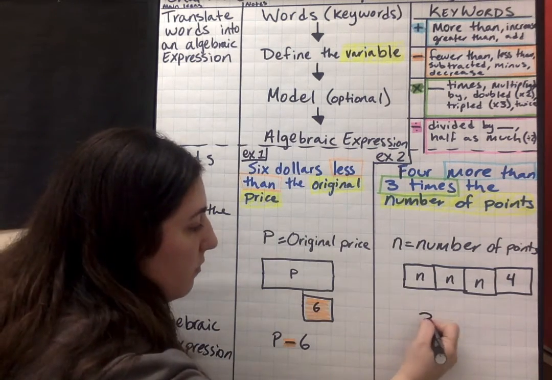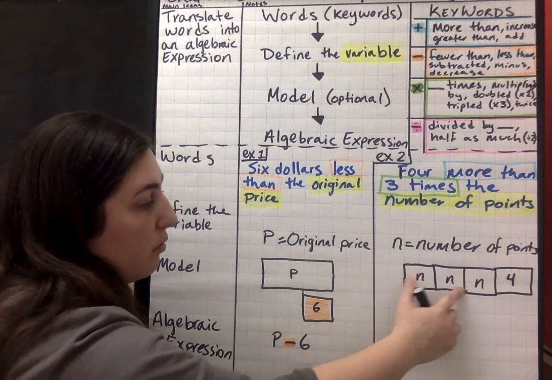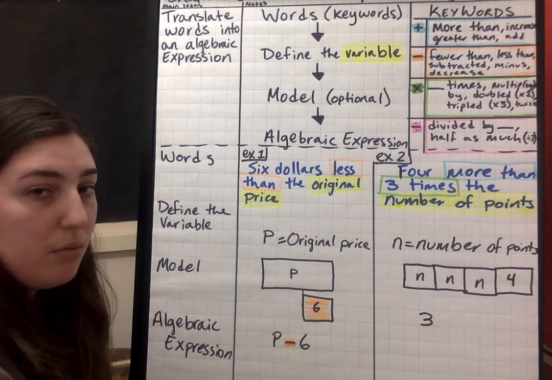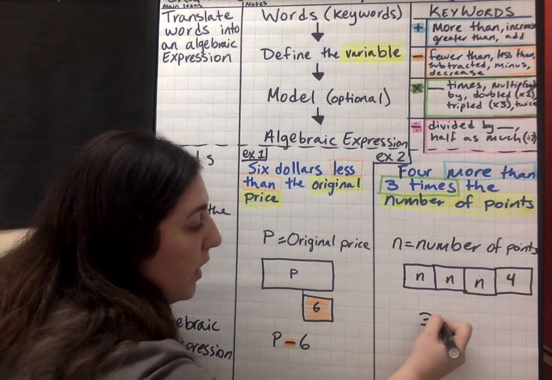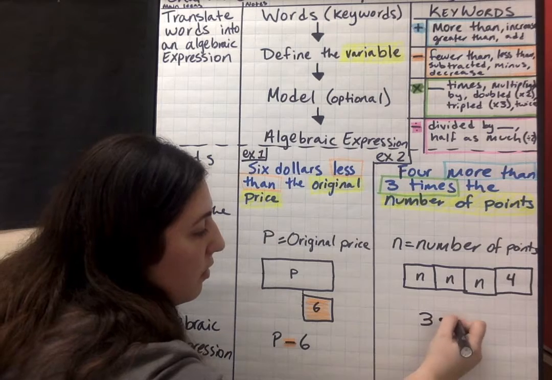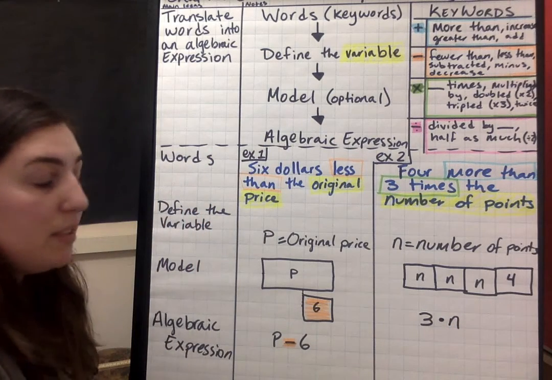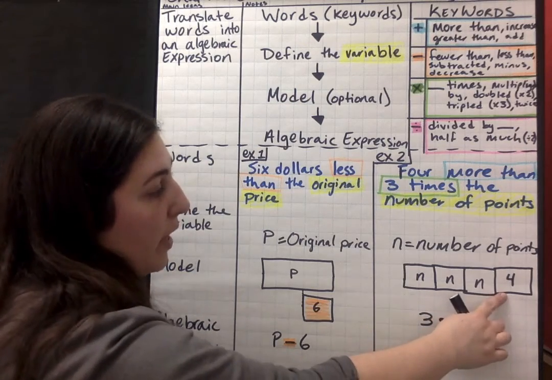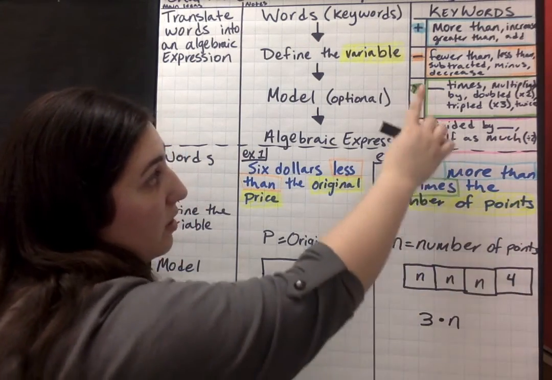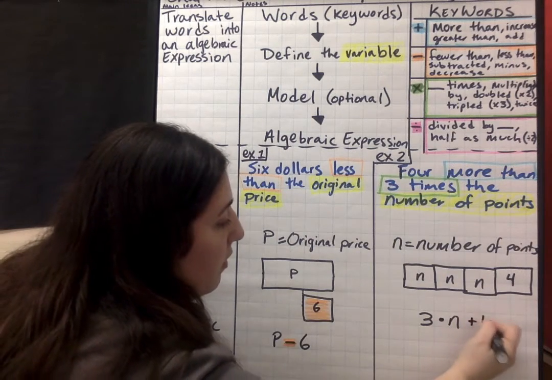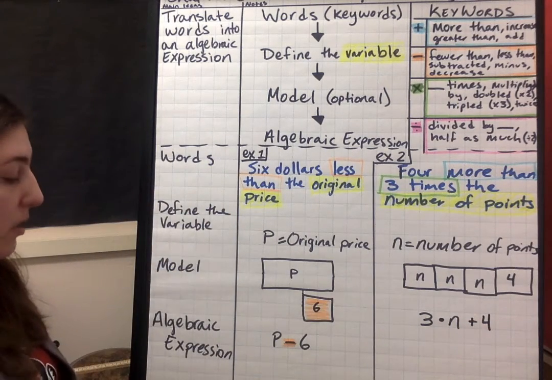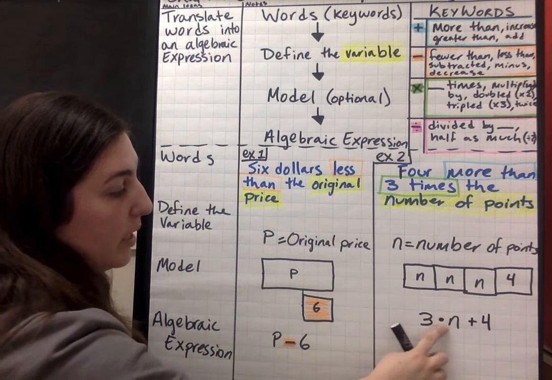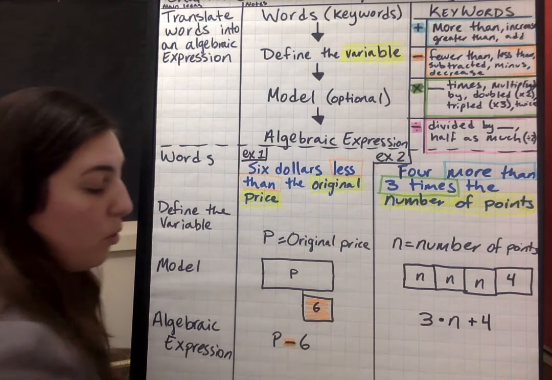So 3, because 1, 2, 3, I have 3 times the amount of variables, which is n. N is my variable, so 3 times n. Remember, this dot means multiply. 3 times n. More than, so more than is plus 4. So there's my algebraic expression. I have 1, 2, 3 n's, so 3 times n plus 4.